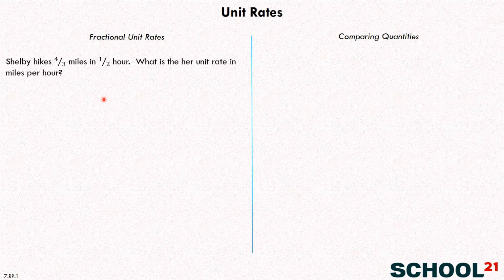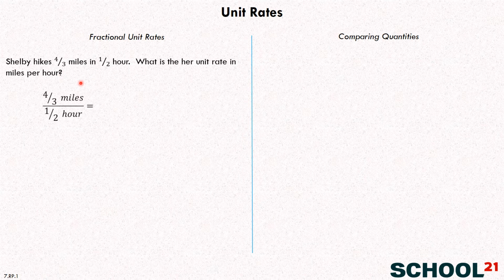Shelby hikes 4/3 miles in 1/2 hour. What is her unit rate in miles per hour? Wow, so now we're starting to deal with some fractions here. This is going to make unit rates just a little bit more difficult, but what we do is the same exact thing. We want miles per hour, so we're going to set up a fraction where we have the miles part divided by the hours part. Does that make sense? Yeah.